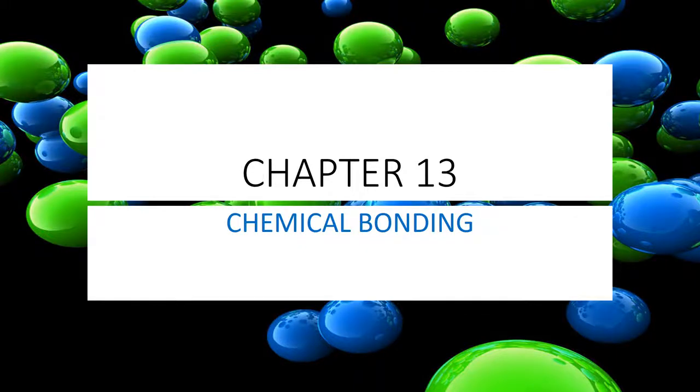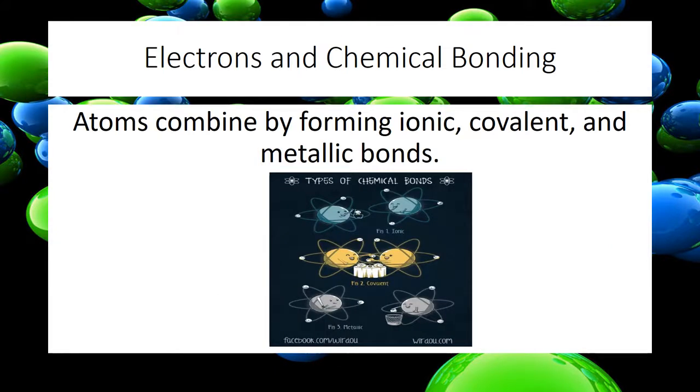Hey, and welcome back. Today we are going to start looking at chapter 13, which is about chemical bonding. The first section we're going to talk about tonight, or the only section we're talking about, is electrons and chemical bonding. The first thing you need to understand is that atoms combine by forming ionic, covalent, and metallic bonds. Throughout this chapter, we're going to talk about each type of bond and how they bond.